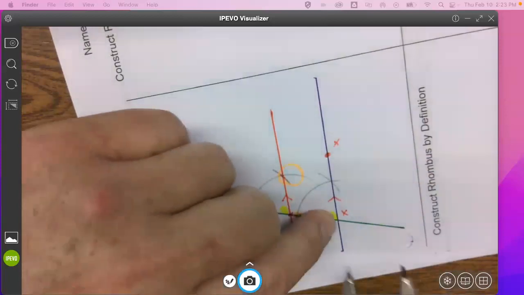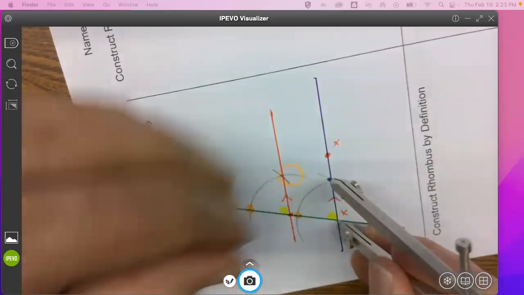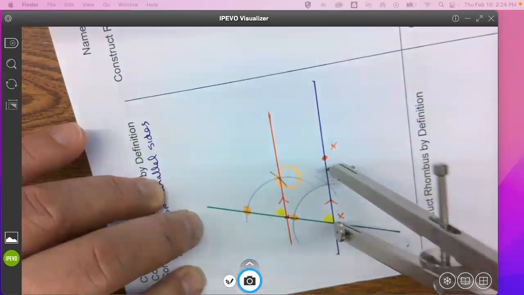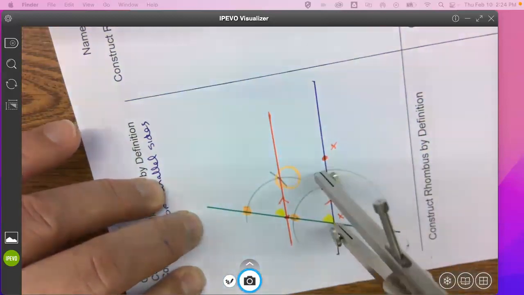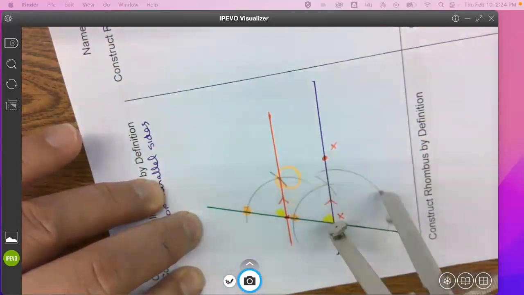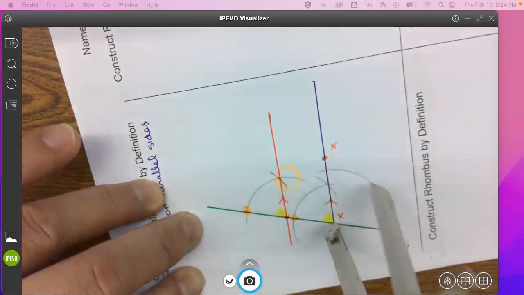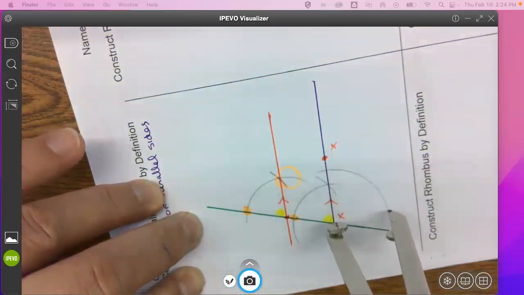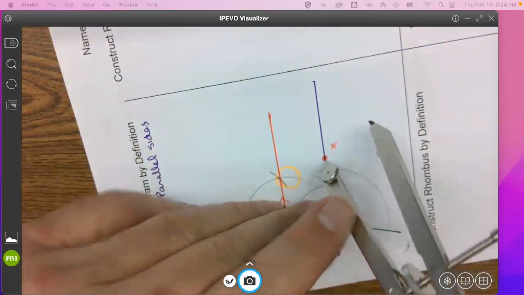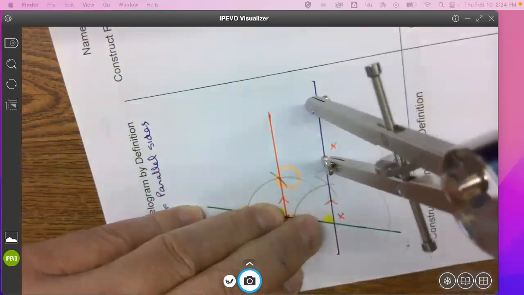So first, put my needle at this point of intersection. I can choose any size I want. I just have to make sure it hits. I suggest you make it shorter than that dot is up the line so it falls shy of it. Make an arc. And then pick that up without changing the size. Put it in your second dot here and make a corresponding arc.